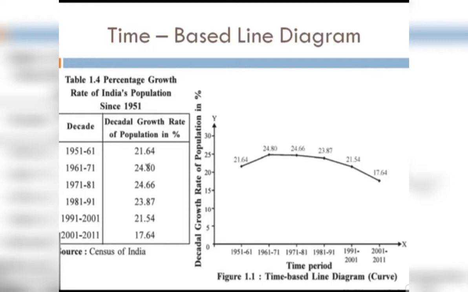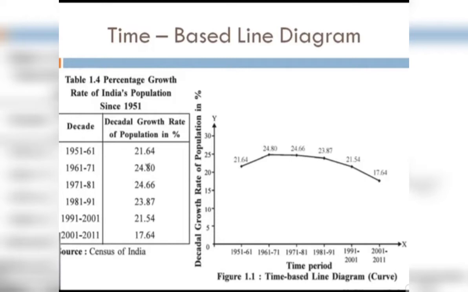So in this 1951-61 you can see the population percentage is given 21.64. So accordingly you put a dot over there, and it may be slope wise. As per the year you will put a dot and just join it with a scale. So this is how we will do the time based line diagram.